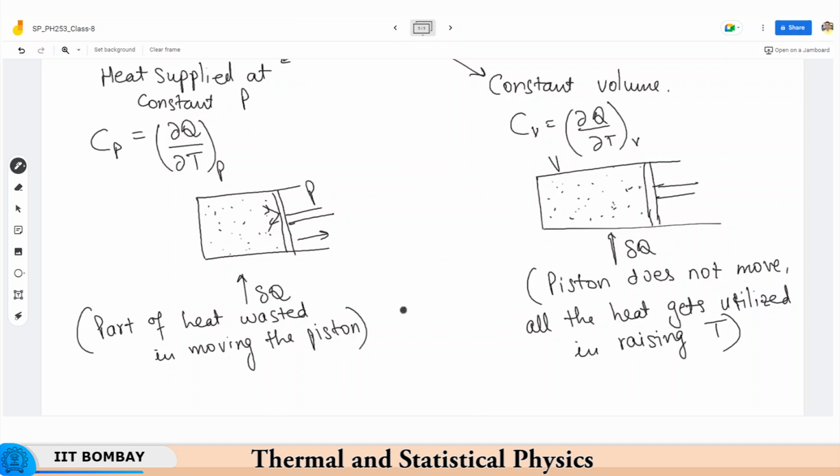And therefore we can conclude that the amount of heat required to raise the temperature of a system which has fixed volume should be lower than the amount of heat required to raise the temperature of a system where pressure is constant and it can do work, because there is wastage of heat. So therefore, using this concept we can infer that Cp is always greater than Cv.